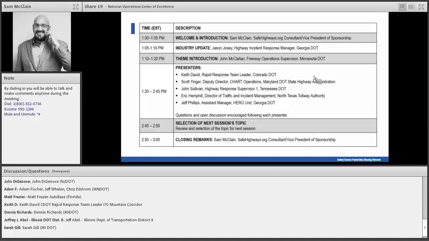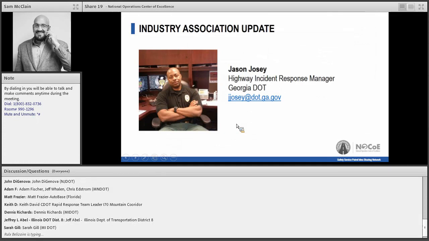You see their names here and what states they're representing. You can ask questions at the end of each, and then, as I said, whatever time is left, we will put up some surveys for you to help us pick what the next topic should be about, and then any closing remarks or any questions anybody has that we didn't get to. So let's step into that topic now.